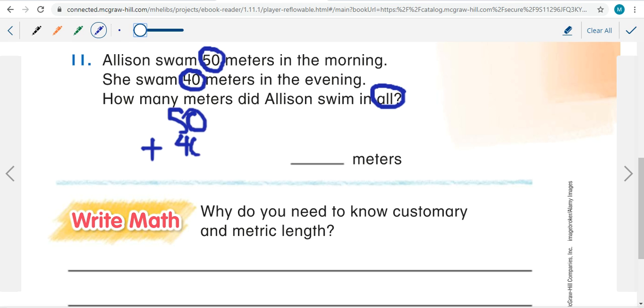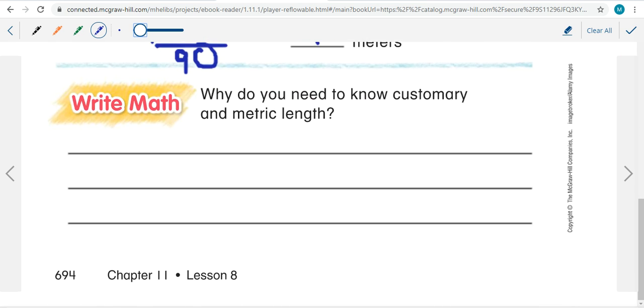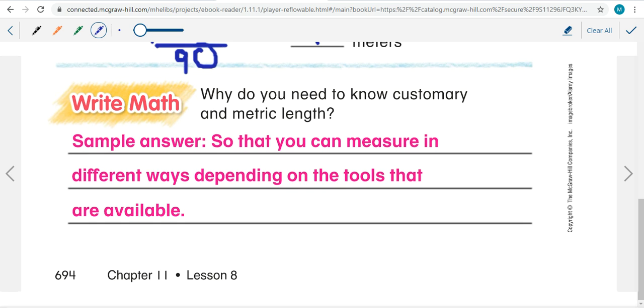Okay, so let's add. 5 plus 4 is 9. So the answer is 90 meters. Okay, now Great Math. Miss Marlene always gives you the answer, and the answer for Great Math is this one. So copy the answer in your book.